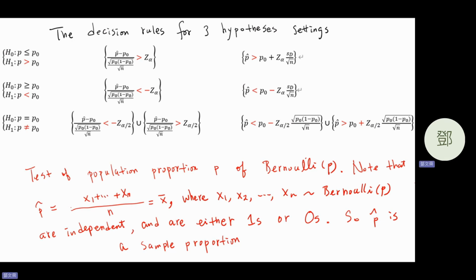What test do we use? Z or T? Z. In a test of population proportion, the Z test is always used. This one plays the role of X bar in the previous slide, this one plays the role of mu0, and this one plays the role of sigma in the previous slide. So nothing is changed. So how many formulas here? Nine formulas. But in fact, they are three formulas.